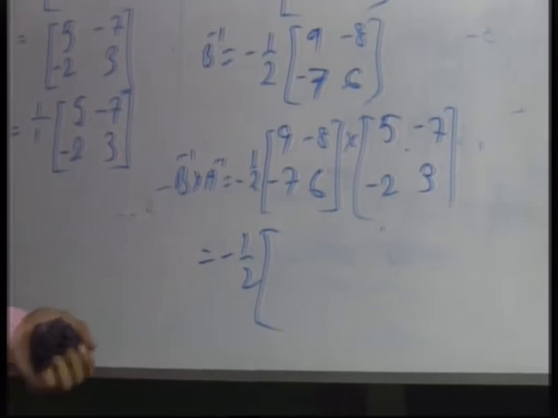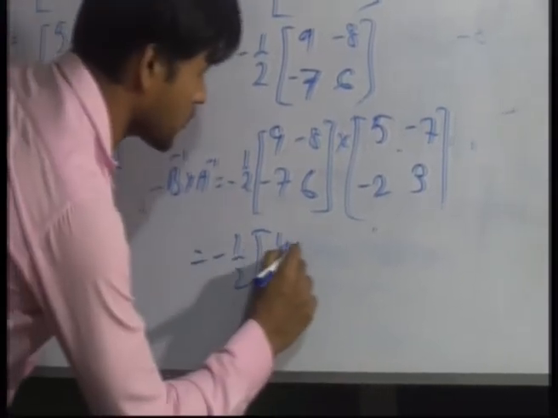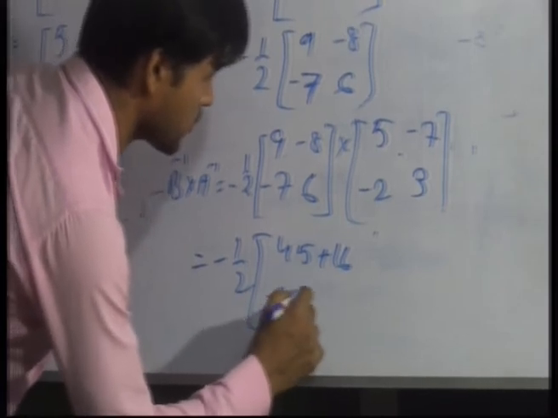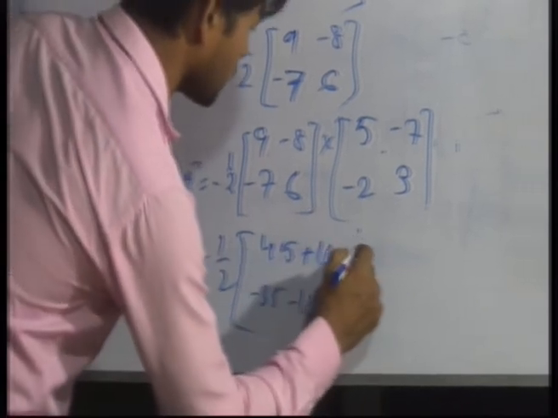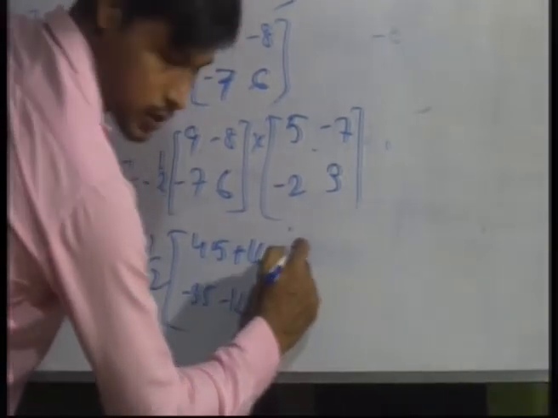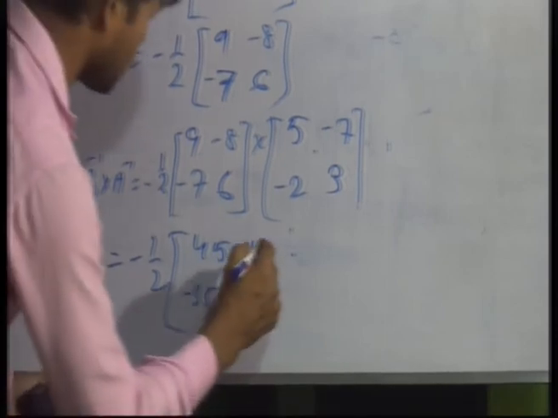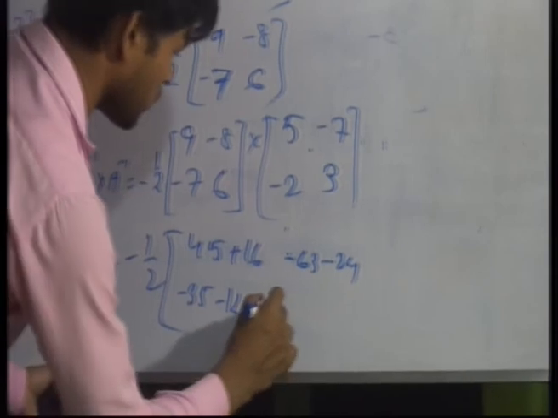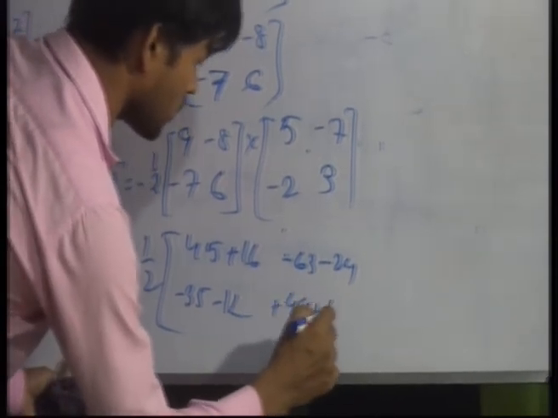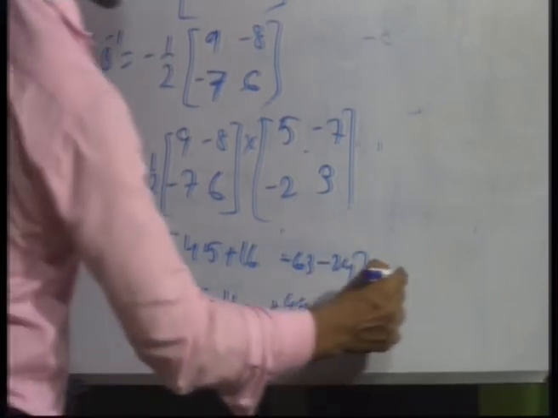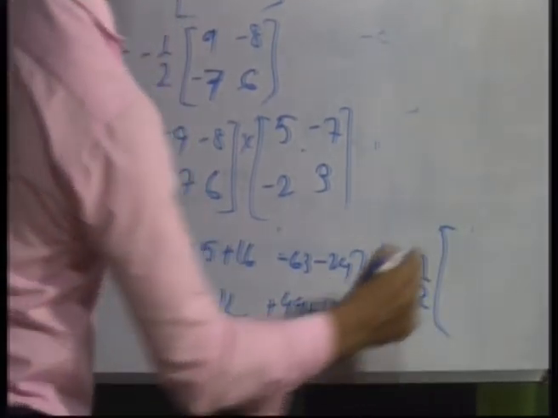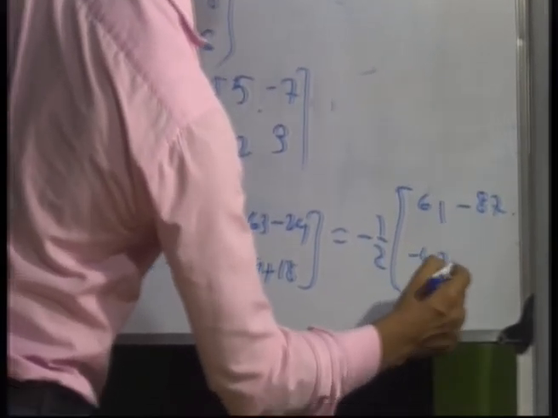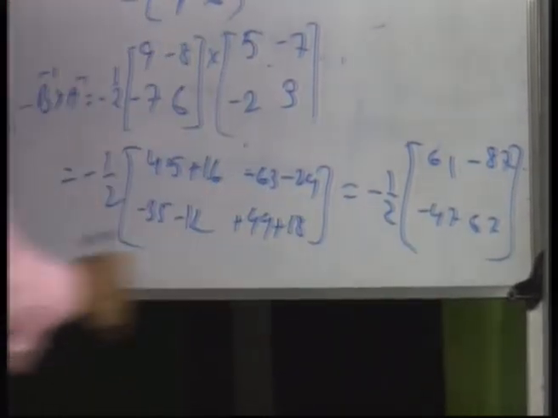Half determinant of nine, 24, and this is 49 plus 18. Okay, so that is equal to minus half of 61 minus 87 minus 47, and this is 67. Okay, if you do the calculation, result.